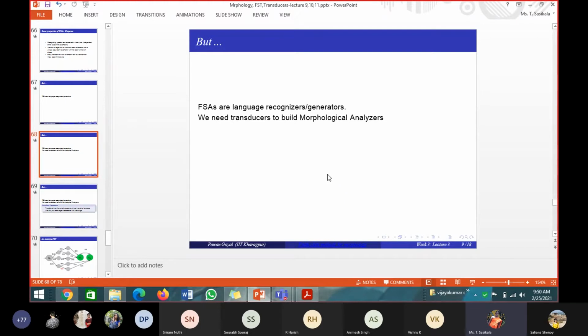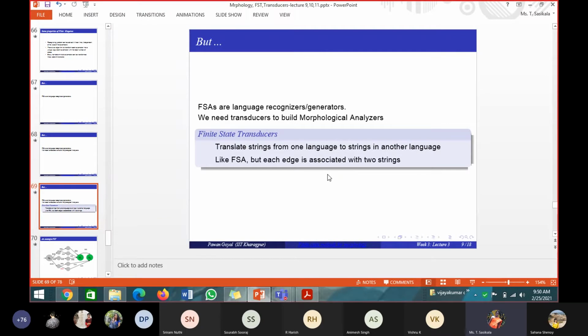So a finite state automaton is not enough to identify the lemma for the given word. What I need is some other model that, given a word, should give the lemma or the root form of the word. That model we call a transducer. We need a transducer to do the morphological analysis. So what is a transducer? A finite state transducer translates a string from one language to a string in another language.